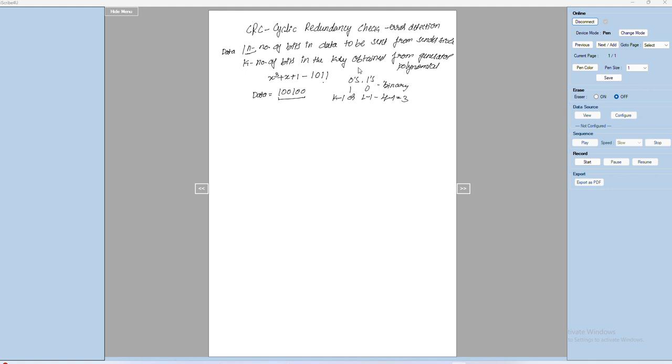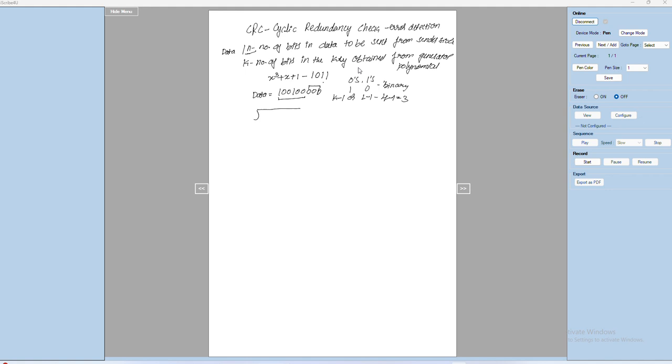So 3 bits we have to append to the given data, that is 0 0 1. These 3 extra bits, we have to append zeros to this given text. Now we are going to solve this using a division method.